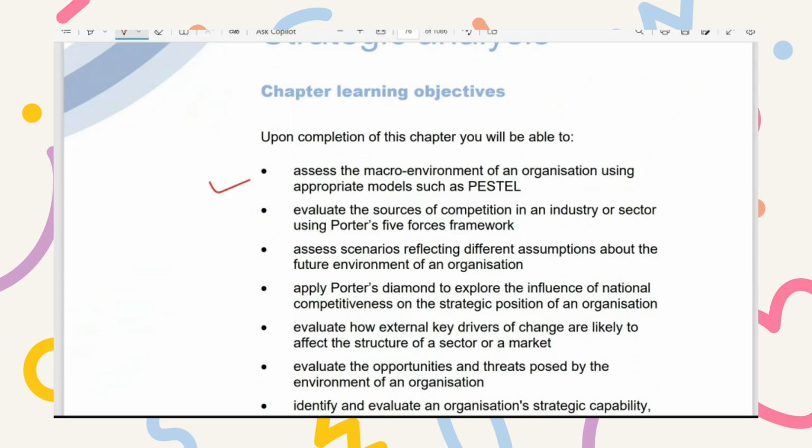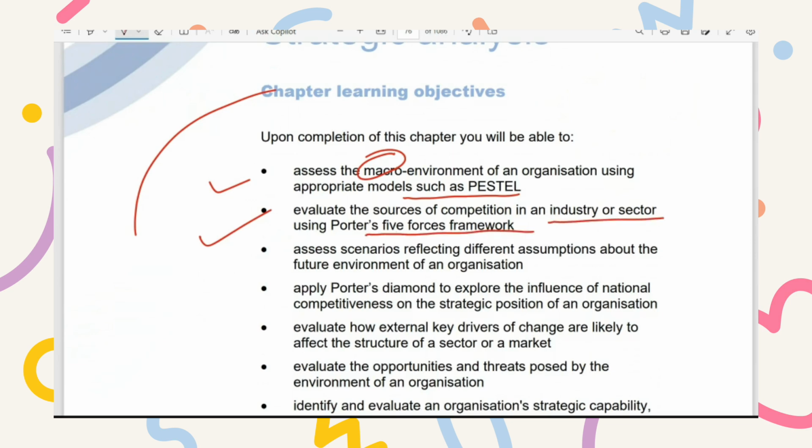The chapter learning objective: upon completion of this chapter, you will be able to assess the macro environment of an organization using appropriate models such as PESTEL. As we discussed earlier, macro is a broader level, the outer level, beyond your reach, and micro is a smaller level. For example, countrywide is macro and citywide is micro, or your company base is micro, or the overall industry analysis is macro. So there are different strategies and different rules.